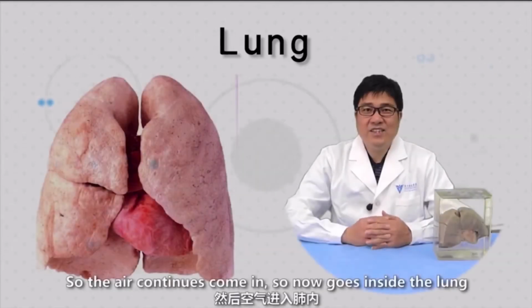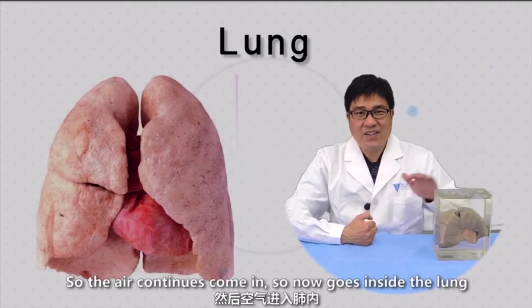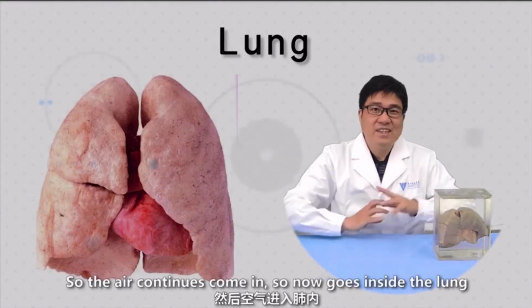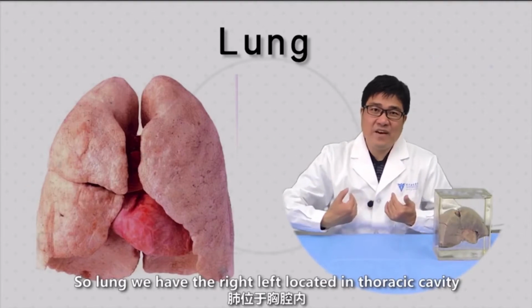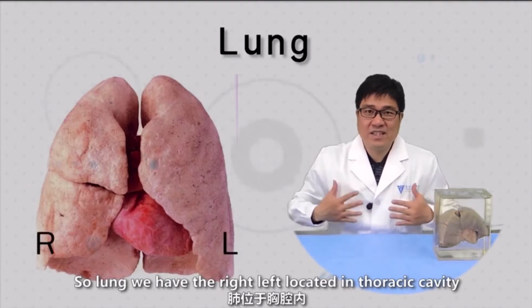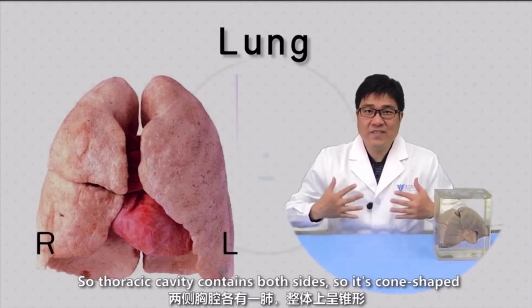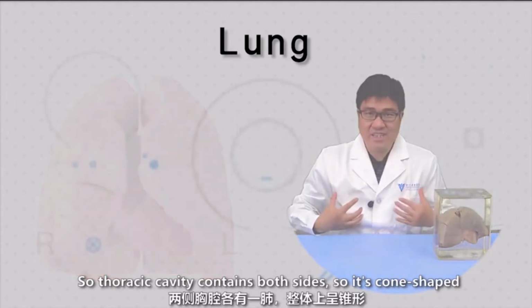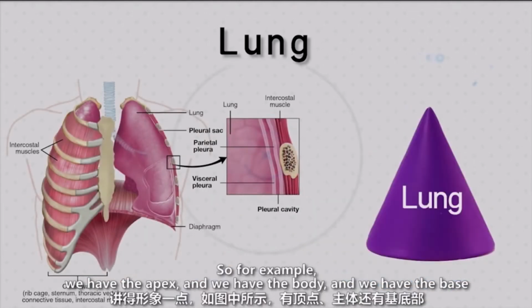The air continues coming in, so now we go inside the lung. We have the right and left lungs located in the thoracic cavity, one on each side. The lung is cone shaped, so we have the apex, the body, and the base.